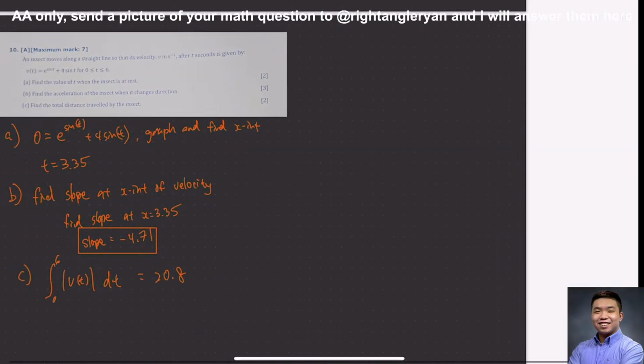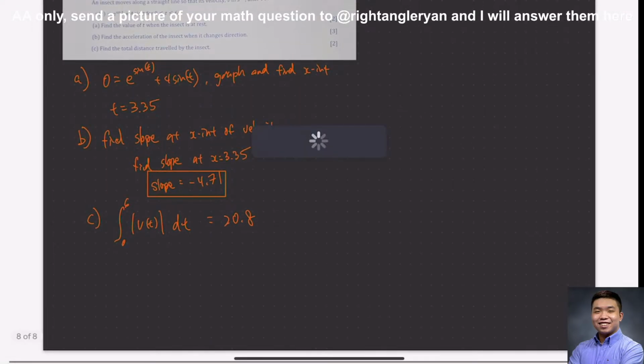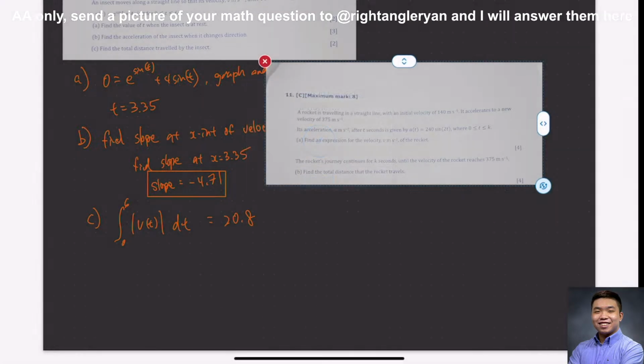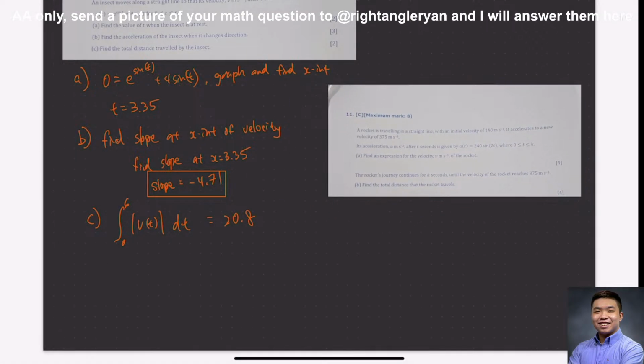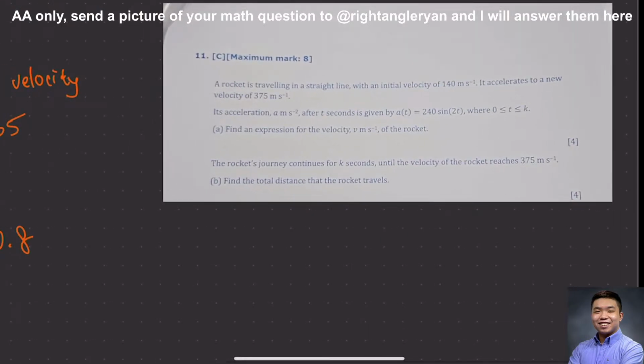Copy. Paste. A rocket is traveling in a straight line with an initial velocity. It accelerates to a new velocity. Its acceleration after t seconds is given by this. Find an expression for the velocity of the rocket.